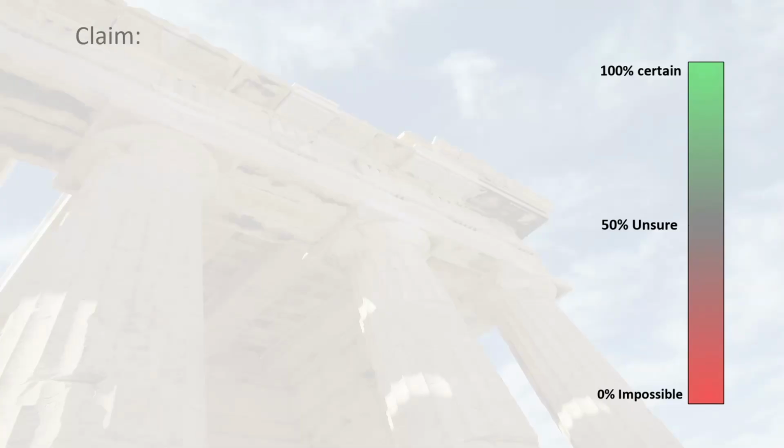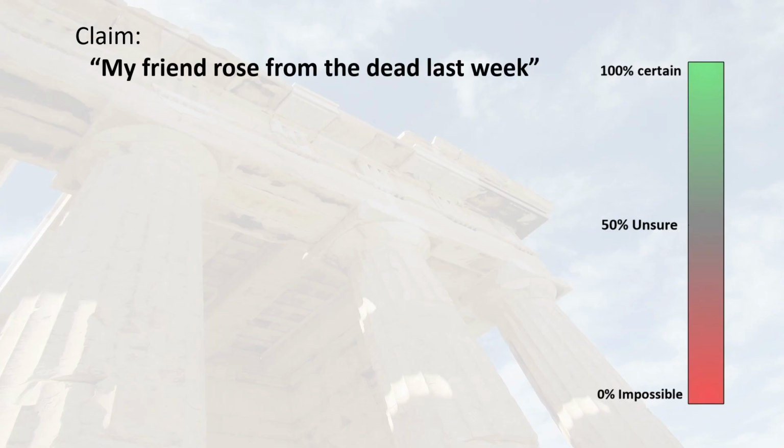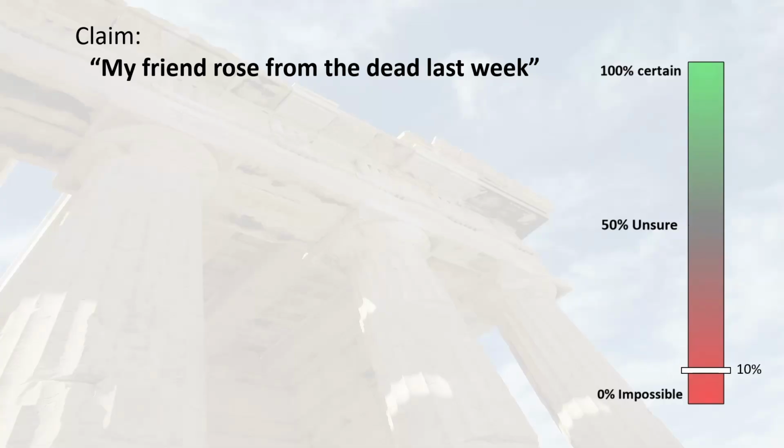So now we have a framework to start testing claims. Let's go through a list of claims and just go through the process. First, let's start with, my friend rose from the dead last week. What I'm going to define this as is simply being dead for more than a day. So they died, were dead for more than a day, and then came back to life. This goes against all biological scientific evidence and explanation and theories, because there's been no examples of someone ever doing this and it being proven. So this would start at 10%.